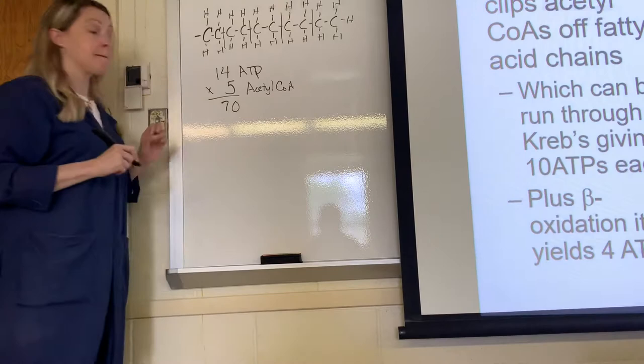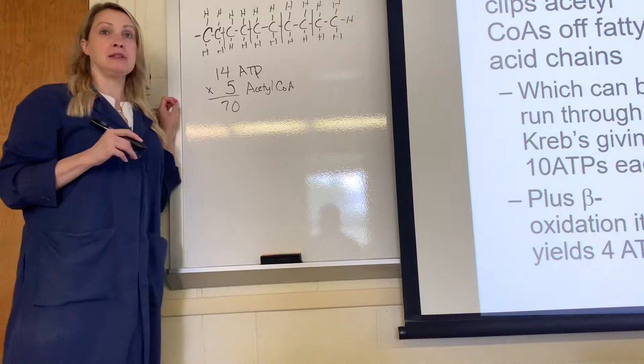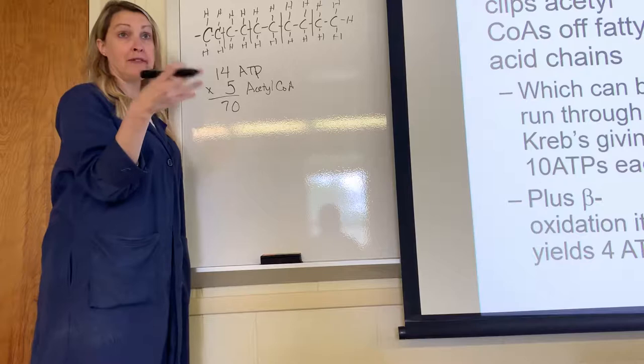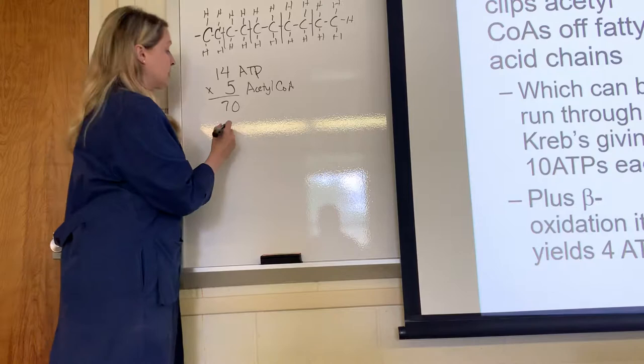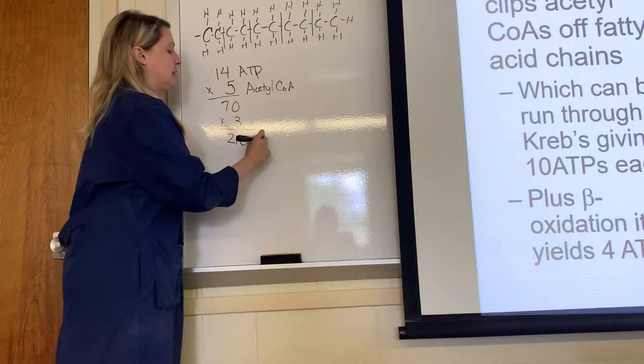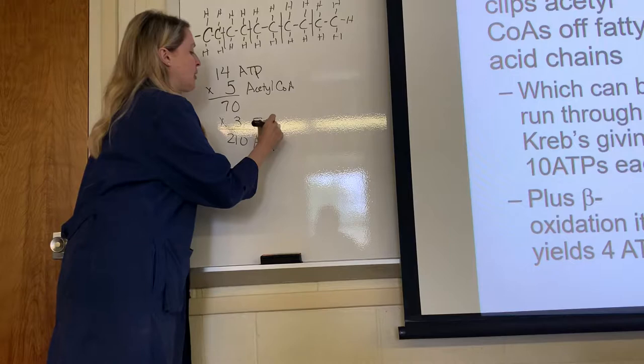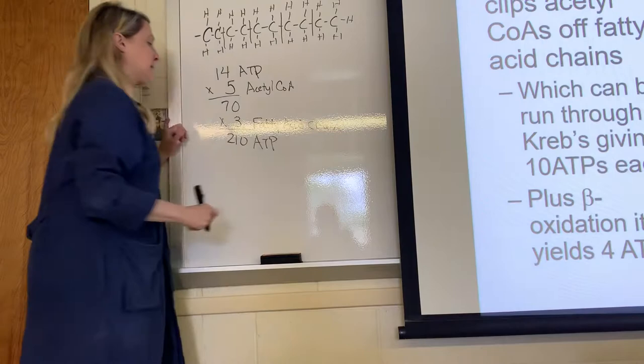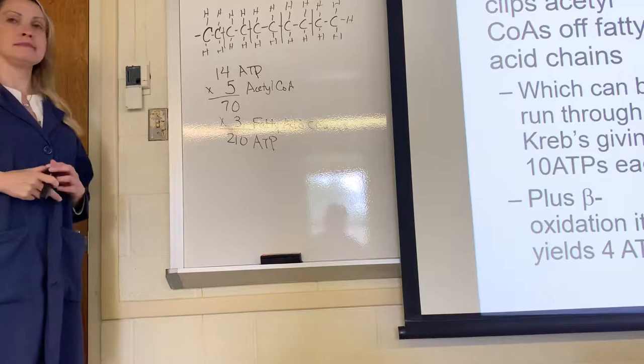But then we have 3 fatty acid chains. Each we'll assume is the same length. Each one can generate 5 acetyl coenzyme A's and ultimately generate 70 ATPs. So let's multiply by 3, and we get 210 ATP for one triglyceride. That makes sense? You see that? It's a lot of energy.